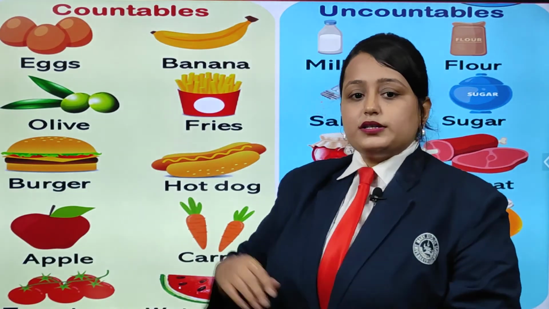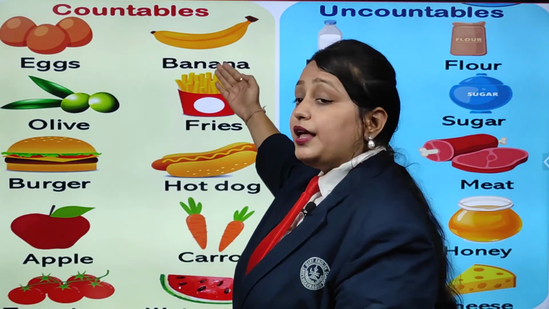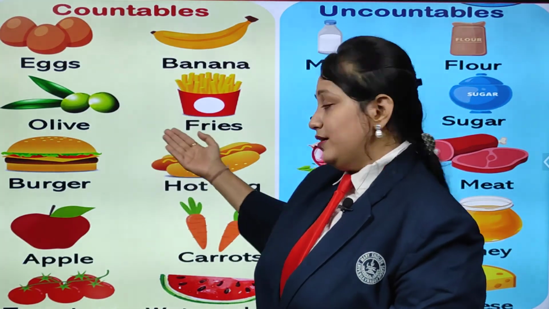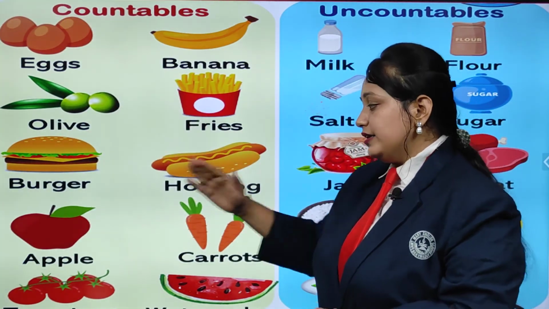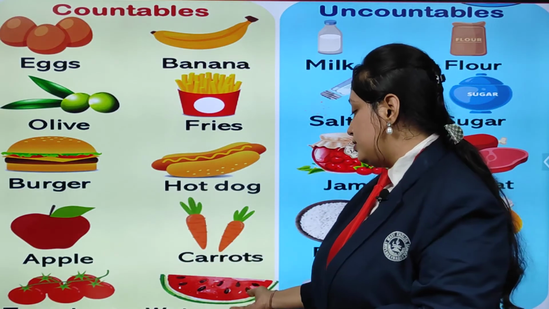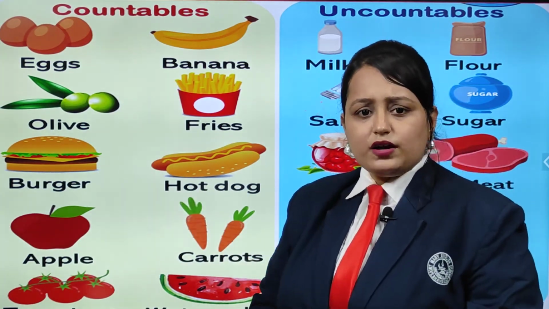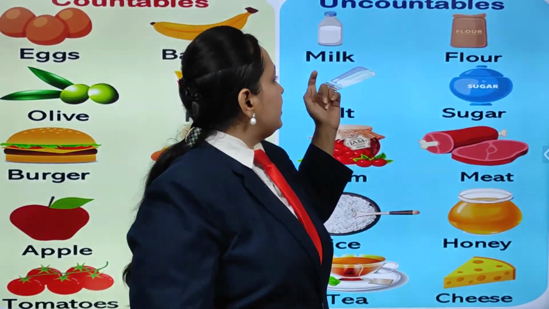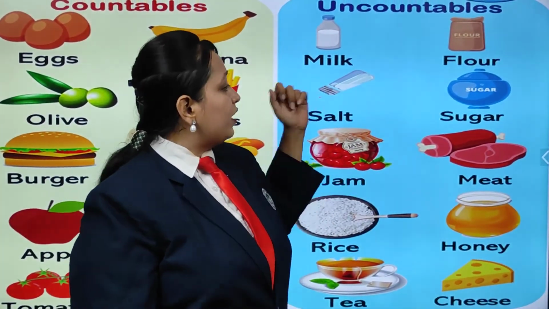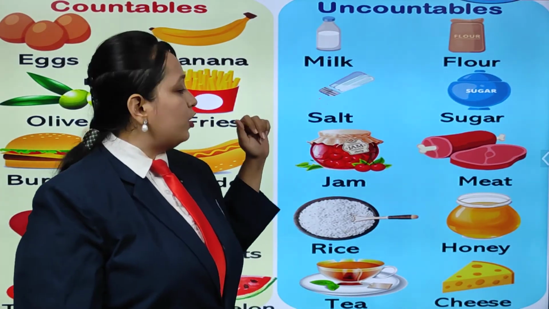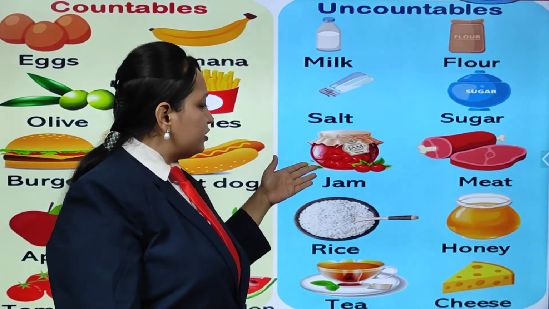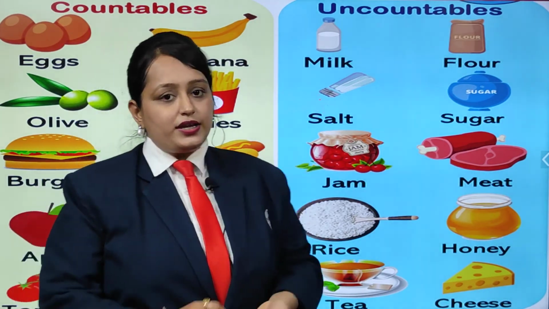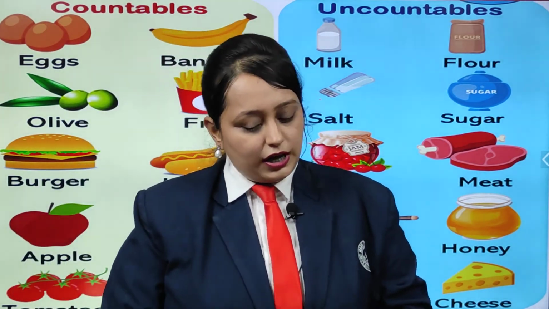More examples. We have eggs, banana, olive, fries, burger, hot dog, carrot, apple, tomatoes, watermelon. All these are counted? Yes, all these are counted. And what about these? Milk, flour, sugar, salt, meat, jam, honey, cheese, tea, rice. So these are not countable.